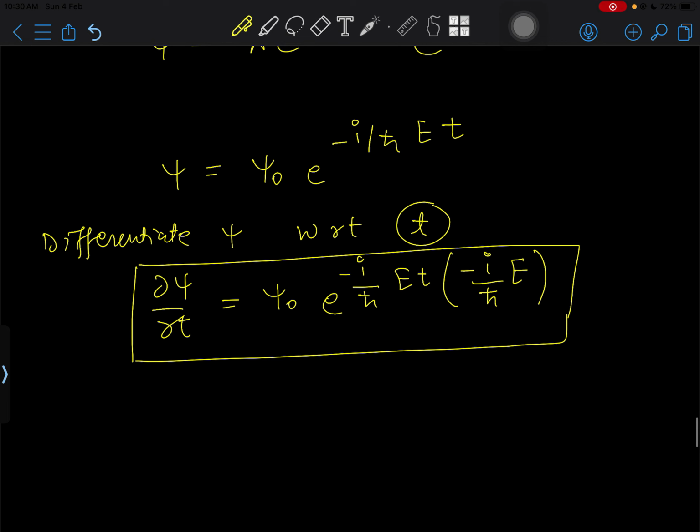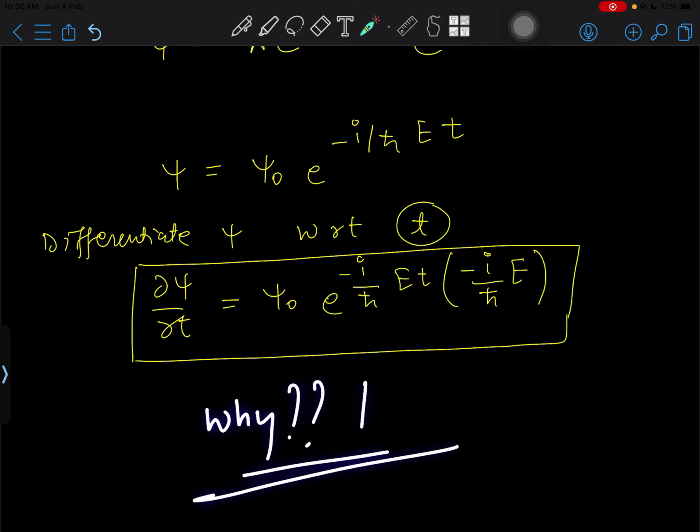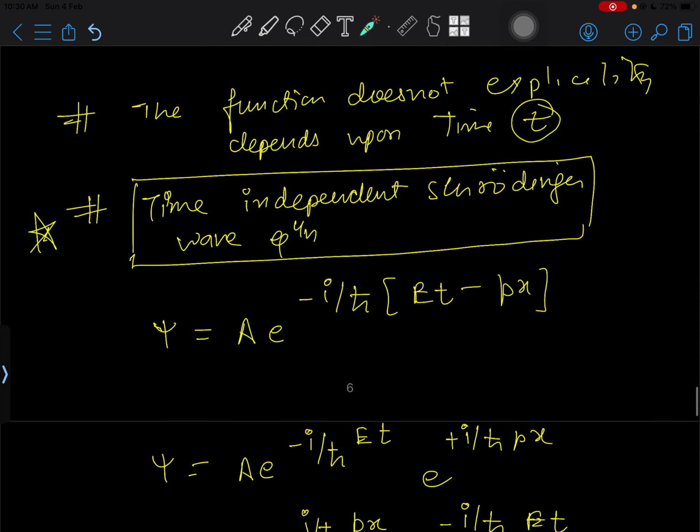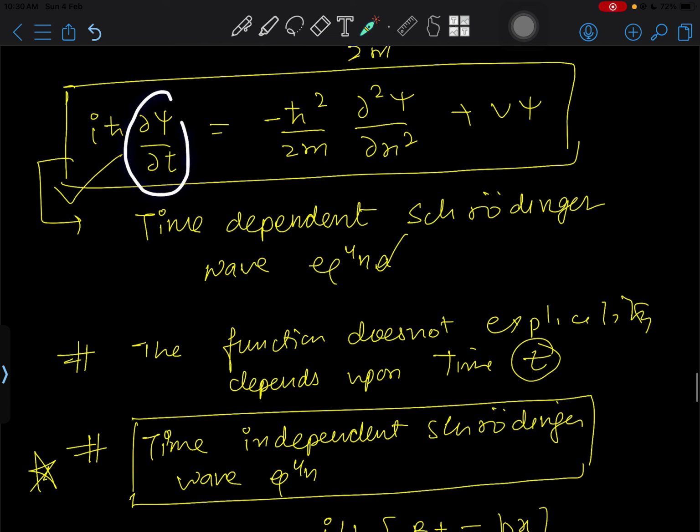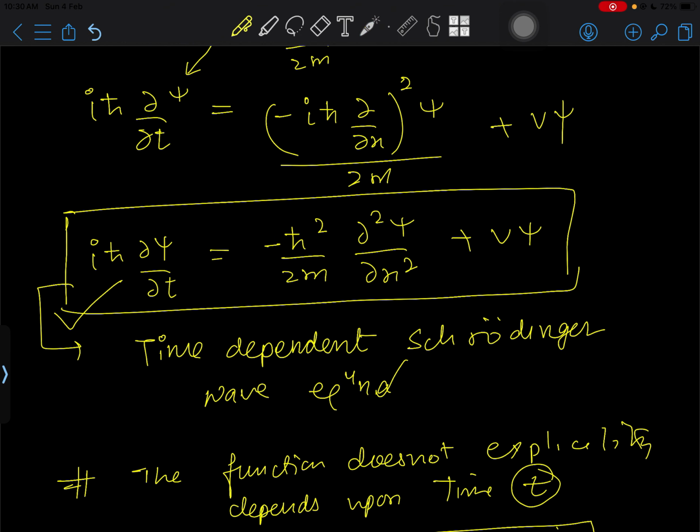Why have we done this? The question arises why. We have done this so that we can put the value of del psi upon del t in this particular relation, and we also need to determine the value of del square psi over del x square to put in this particular relation. So let us consider this as equation A. So what we have done, we have determined the value of del psi upon del t. Now we have to determine the value of del square psi over del x square. So let us perform our task.